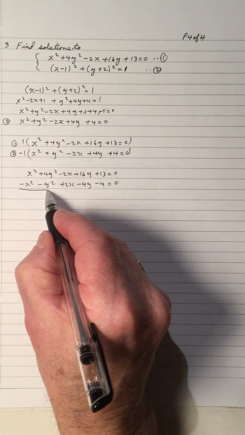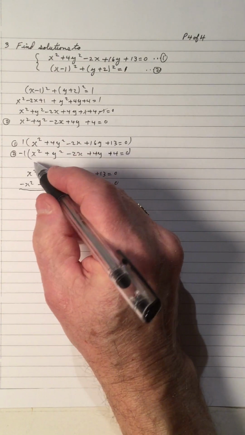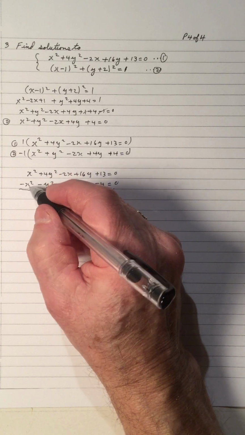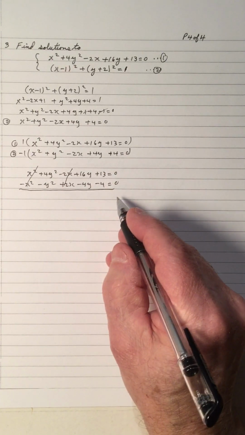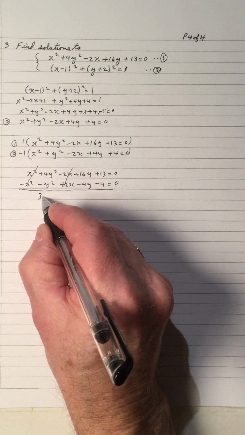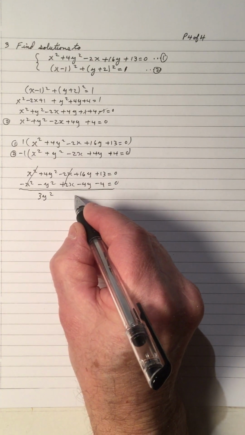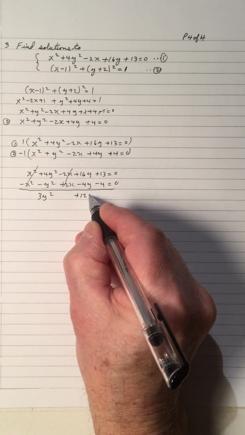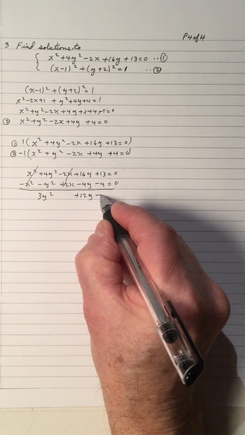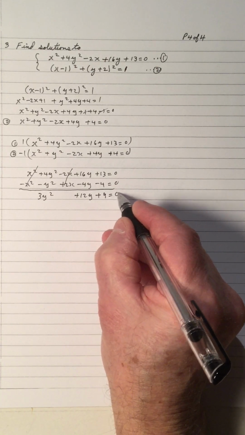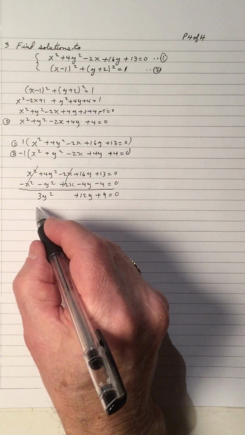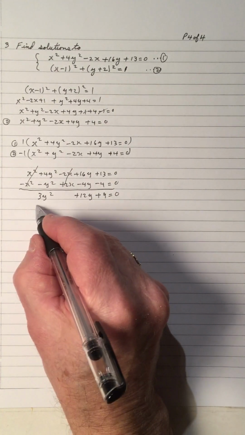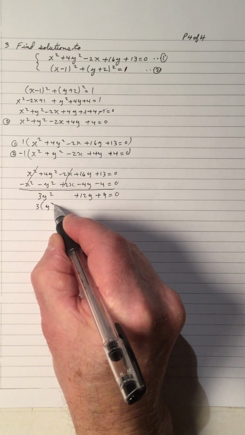Because the x squareds are opposites, we add, and notice they're gone here. So we end up with 3y squared plus 12y plus 9 equals 0. Notice we end up with all y's. And is 3 a factor of 12 and 9? Yes, so we take the 3 out by factoring.